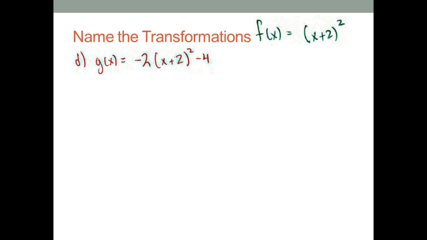Cool. So we're going to name those transformations. All of these next slides, and I'm going to start with D, actually deal directly with our original function f of x, which is (x + 2) squared. So I've got a bunch of stuff happening here.